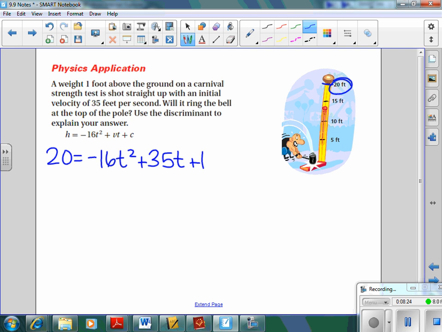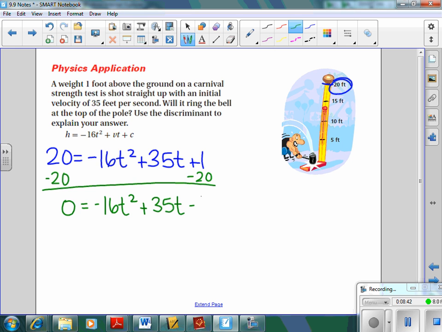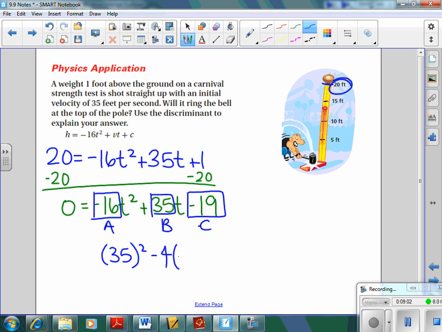So in order to use the discriminant, remember it has to be in standard form. That means it has to equal 0. So I want to subtract 20 from both sides. So now I have 0 equals negative 16t squared plus 35t minus 19. Now we're going to plug these numbers into our discriminant formula. So here's A, B is 35, and C is negative 19. So we have B squared, 35 squared, minus 4 times negative 16 times negative 19.